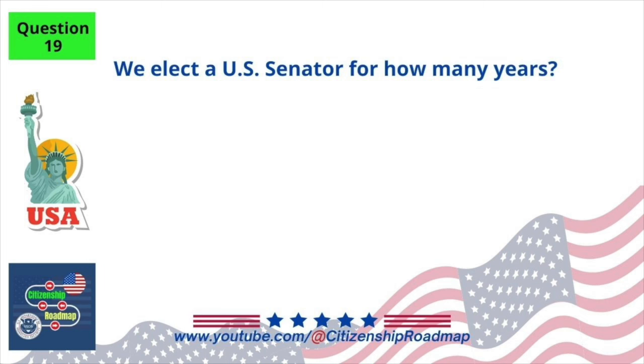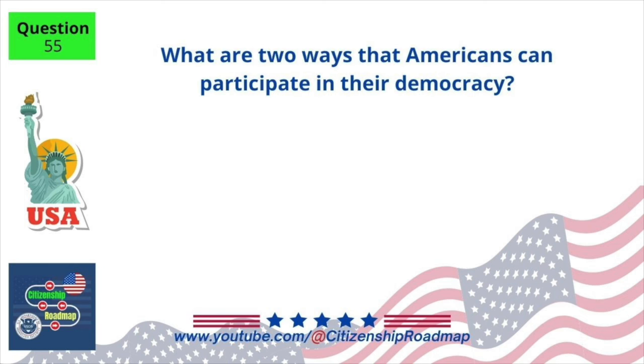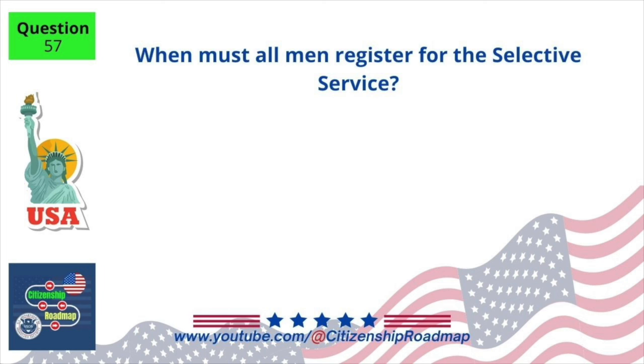We elect a U.S. senator for how many years? 6. What are two ways that Americans can participate in their democracy? Vote. Join a political party. When must all men register for the Selective Service? At age 18.